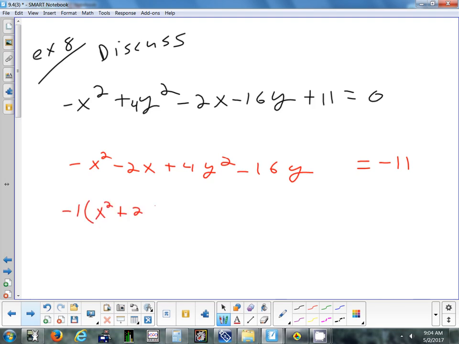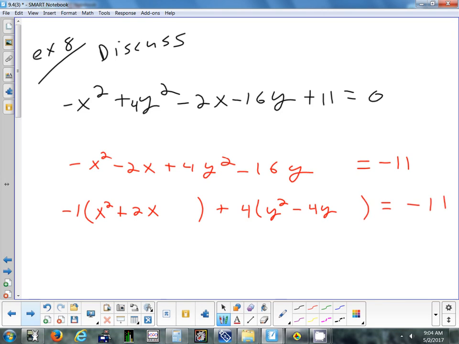And this is where I made a mistake yesterday, so just double check that. And what would I have to factor out from the y's? A 4. And that would be minus what? 4y.